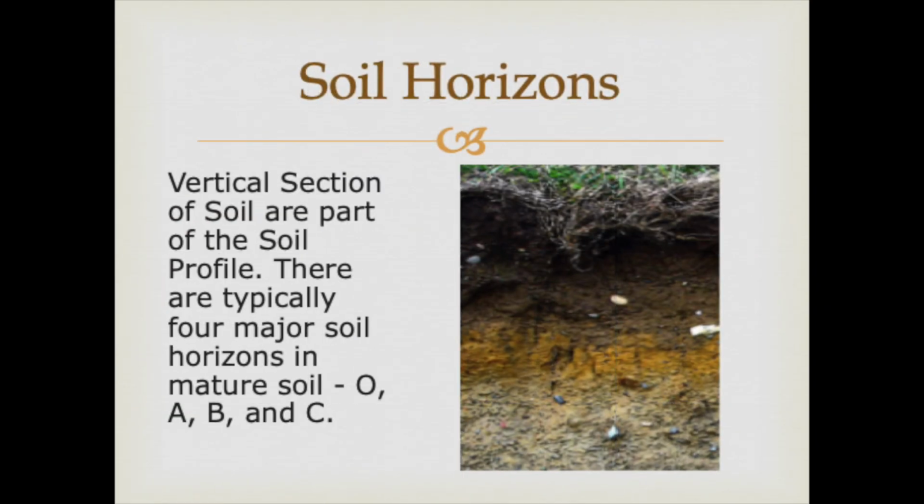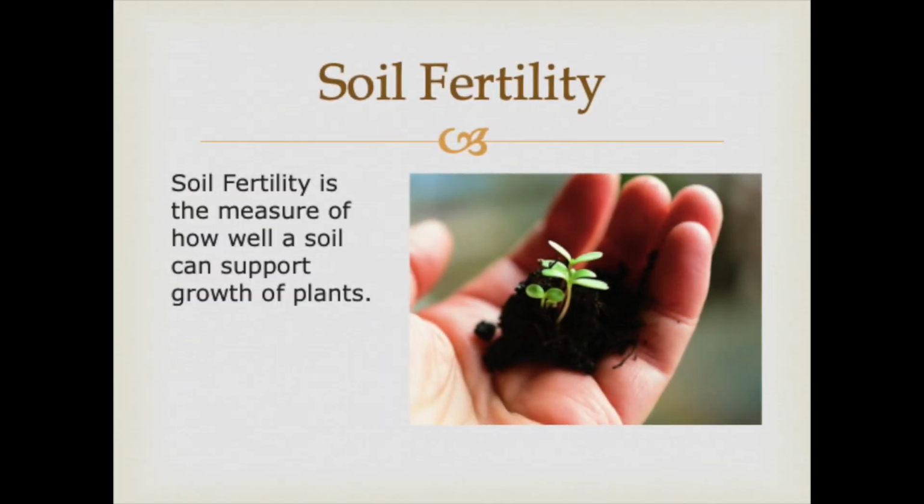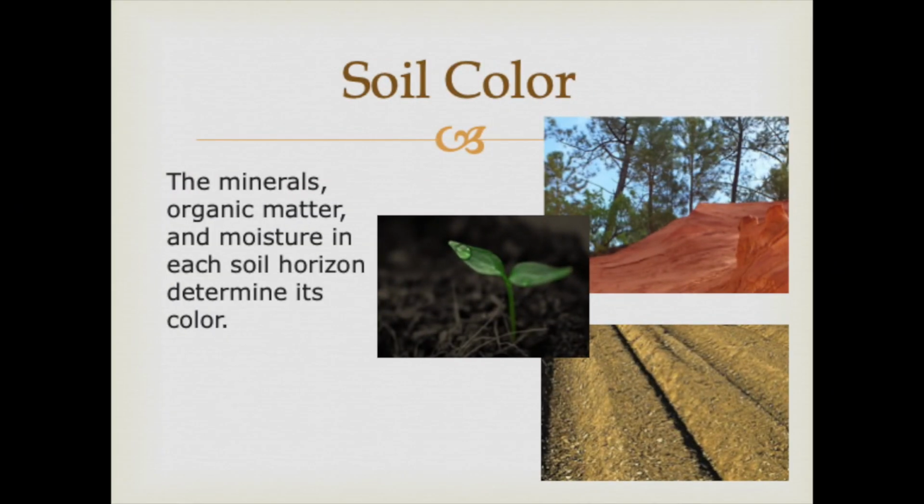A vertical section of soil is part of the soil profile. There are typically 4 major soil horizons in mature soil. They are O, A, B, and C. Soil fertility is the measure of how well a soil can support the growth of plants. We have soil color, which is impacted by the amount of moisture that's within the soil and also what the soil is made out of, what kind of minerals it's made out of. And that concludes soil.